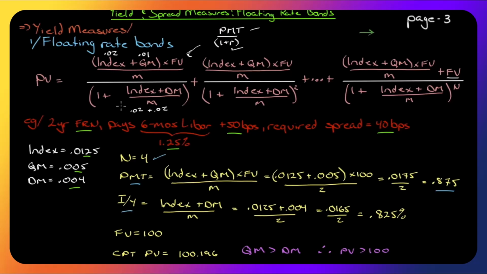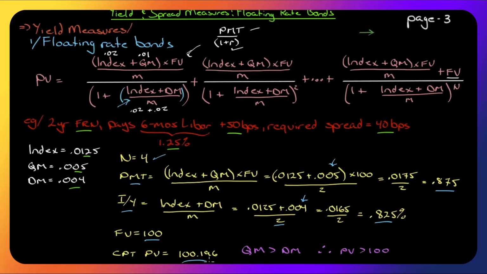What is my discount rate? Well, my discount rate is just this term in here. We don't add the 1. It's just that term. So it's the index plus the discount margin over the periodicity. Well, it's 1.25 plus 0.004. Notice up here we used the 0.005, that's the quoted margin. Here is the discount margin over the periodicity. It's semi-annual. Divided by 2, we get 0.825. So I got my N. I got my payment. I got my discount factor. My future value is going to be 100. Compute PV, 100.196.